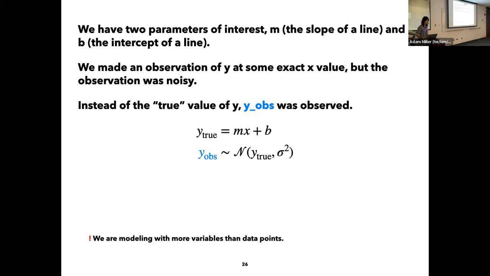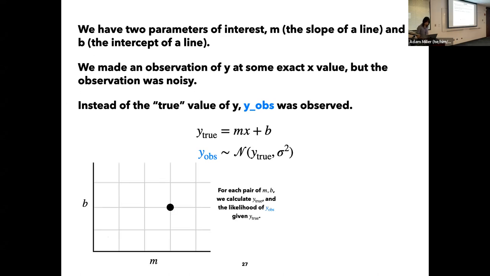So in this case, we are modeling more free parameters than the observations. We only make one observation. Note that it's not impossible to do, it's just that all the results will be degenerate. So here's how we think about it. Again, our parameters of interest are defined, right? It's M and B.